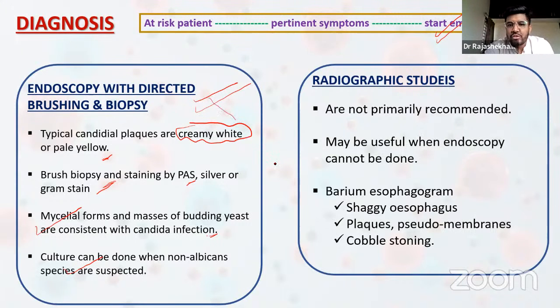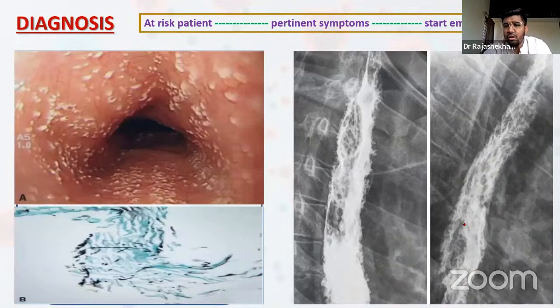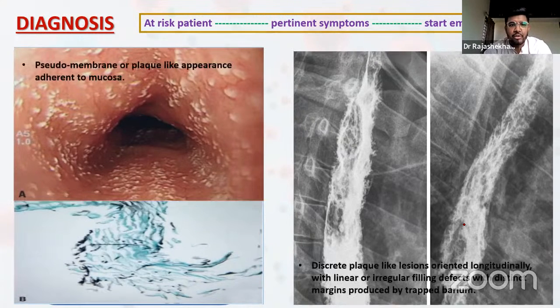You can consider a barium esophagogram for these patients, which depicts the shaggy esophagus, plaques, pseudomembranes, and cobblestoning if the entire esophageal mucosa has been involved. So this is how a patient of candida esophagitis usually looks. If you see this endoscopy, the pseudomembranes, that is the plaque-like structures, are disseminated through the entire mucosa and are adherent. If you scrape them, the underlying mucosa may be very hyperemic or sometimes start bleeding. This is also a very important thing.